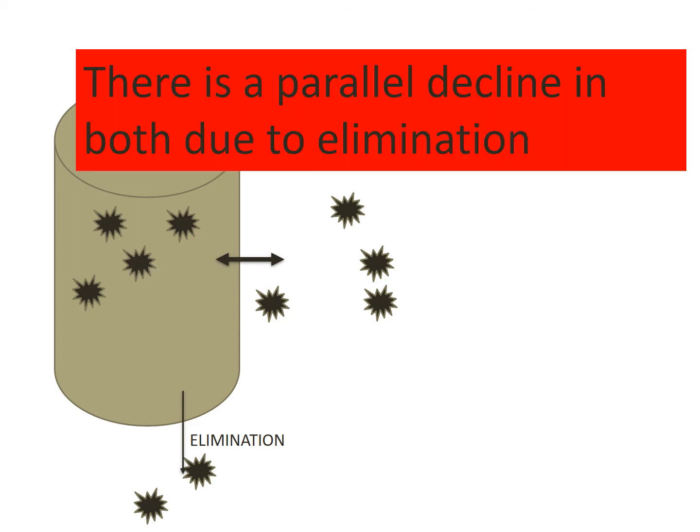There is a parallel decline in both due to elimination. So in the previous slide there were 5 molecules. Now it is 4. So a few amount is eliminated and the equilibrium is maintained. There is a parallel decline in both due to elimination. So there will be a decline in the tissue and also in the plasma.